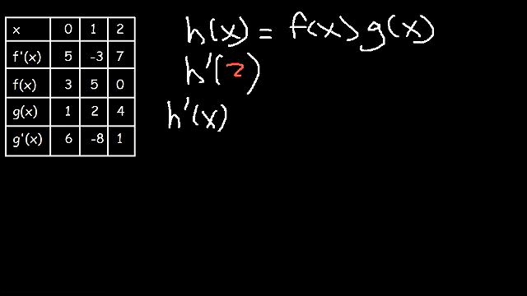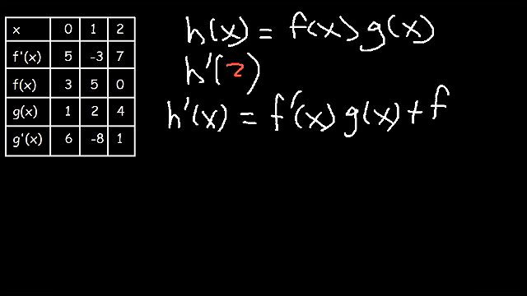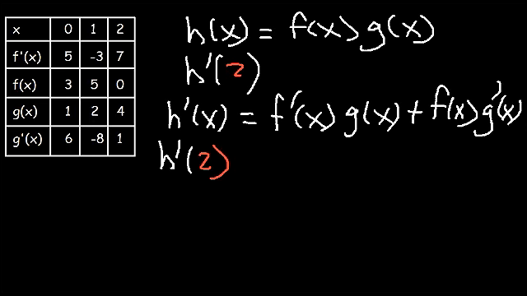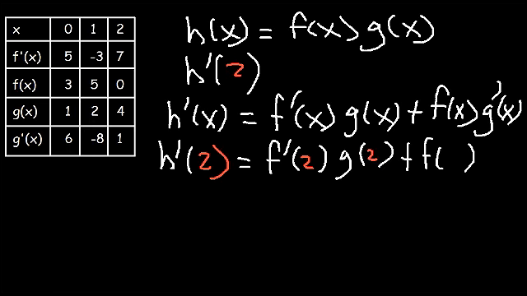H prime of x is equal to the derivative of f times g, which is basically the product rule, which is f prime g plus f g prime. So therefore, h prime of 2 is equal to f prime of 2 times g of 2 plus f of 2 times g prime of 2.